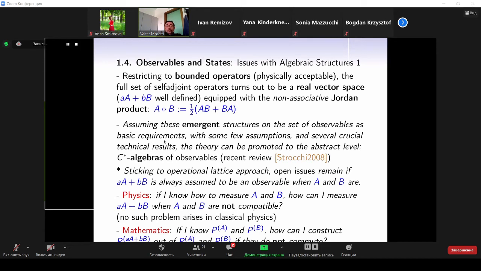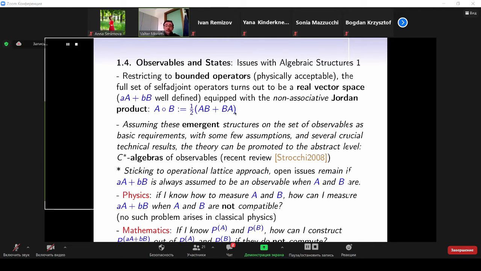When one reaches this more abstract level, where observables are not families of projectors but are self-adjoint operators, one discovers that this family of operators enjoys some new emergent structure. In fact, we can combine linearly a couple of self-adjoint operators in this way, and if the coefficients are real, we obtain also a self-adjoint operator. So on the ground of the previous achievement, we have to conclude that this object is also an observable of the theory.